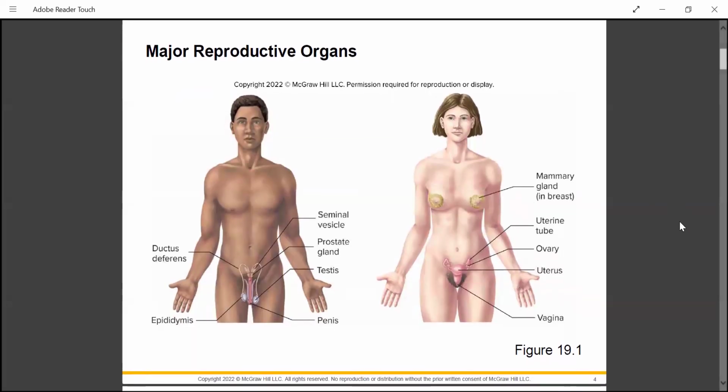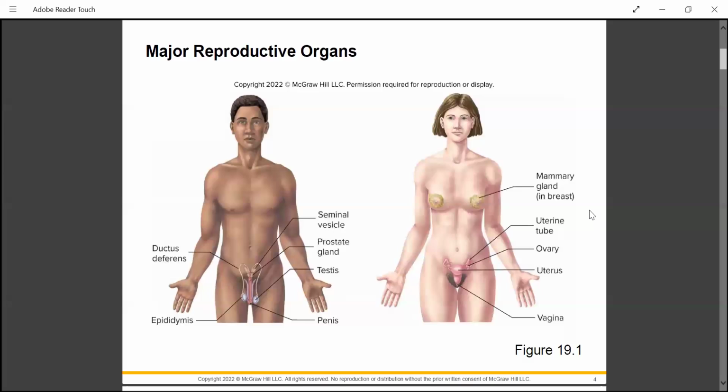So this is a good summary slide in terms of the anatomy and the differences between male and female. You'll see in the male system, the testis or testes are the primary reproductive organ. They contain our seminiferous tubules. That's where the actual sperm is produced and where we produce our primary sex hormone, testosterone. And we'll talk about some of these other structures in more detail as we get going.